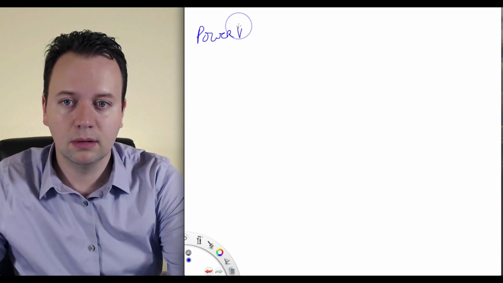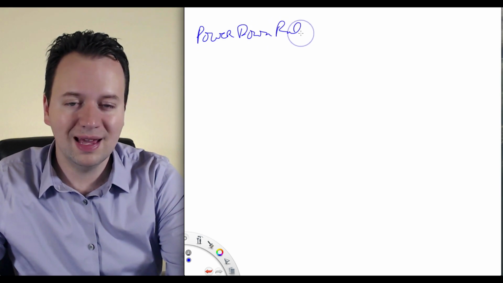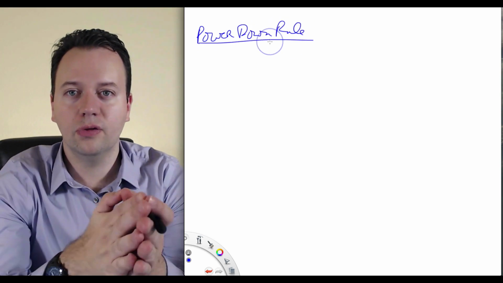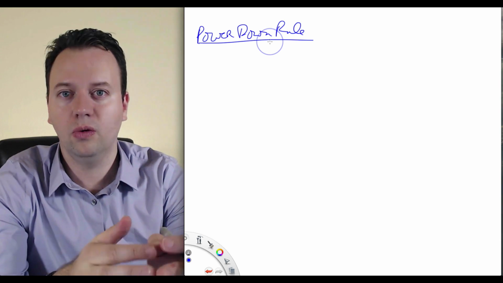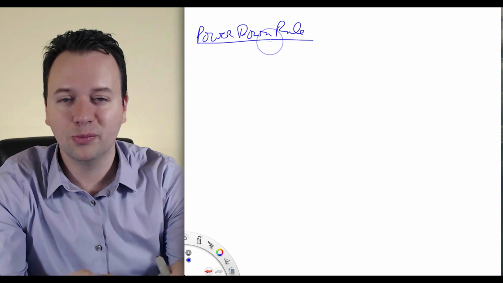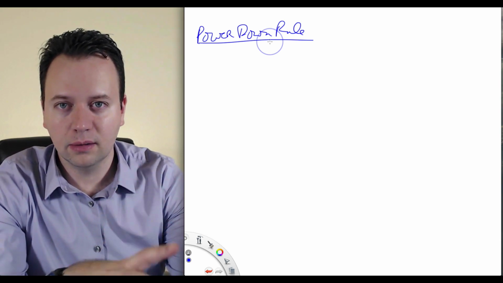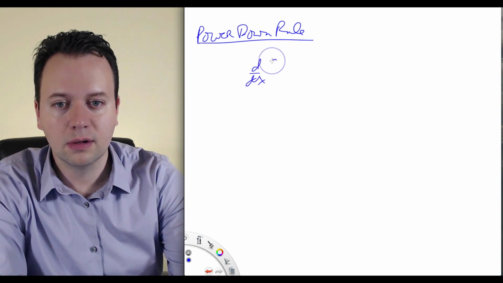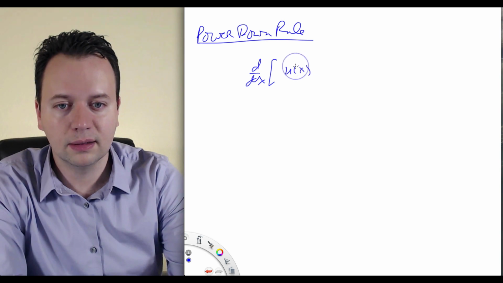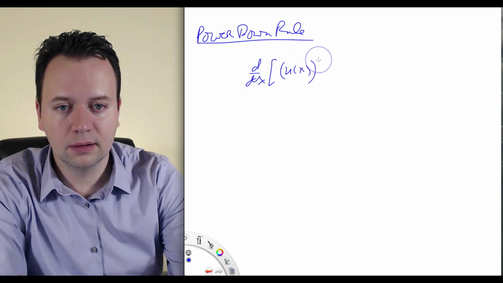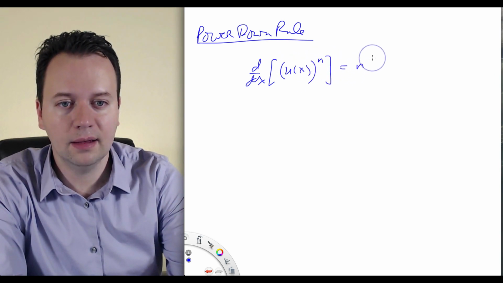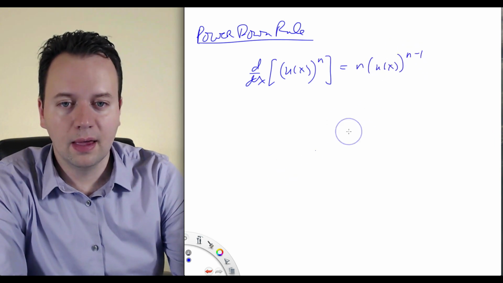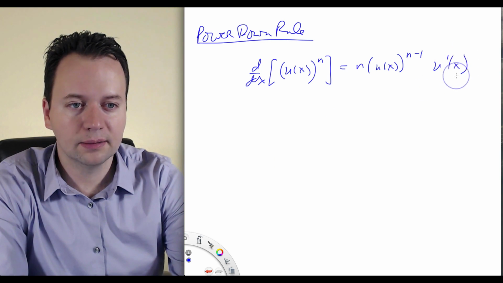So this is the extension of the basic derivative rule for a power function as applied to when you have u of x to the n. So we have the derivative of u of x to the n is equal to n u of x to the n minus 1 times u prime of x.